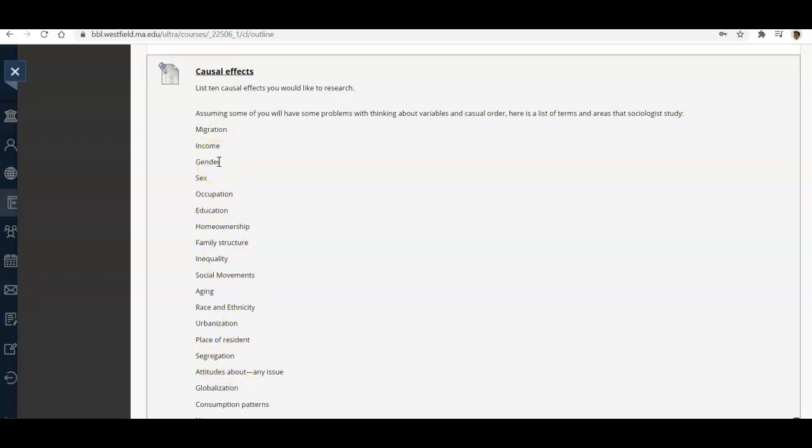Now, you'll find that there's no causal effect for gender per se that sociologists study. It's biological. It's an ascribed characteristic, so it's not something that you get. It just is. So it's not so much what affects gender as what gender affects. Gender has an effect on income. That is a causal effect.